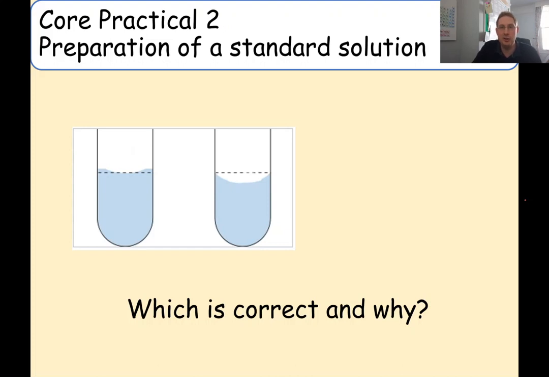To make the standard solutions, this was core practical 2, you obviously had to measure up to the line on the volumetric flask. Quite important that you realise we always read so that the bottom of the meniscus is on the line, and you should also always look from eye level, so you make sure your eye is at the level of the bottom of the meniscus when you read. You do not look from above or below, because then you might think, oh yeah, that's actually on the line. It's not, you're just not looking from eye level. Okay, so do make sure that you do that.